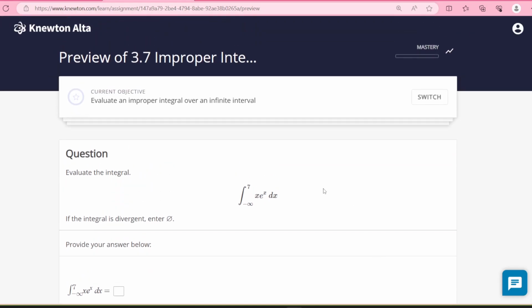Okay. So this first objective I'm seeing is to evaluate an improper integral over an infinite interval. All right, so what we're going to see with all these improper integrals is that we're going to be able to rewrite them as limits. So instead of integrating over some infinite interval, I will be integrating over some finite interval and then have one of the limits of integration approach infinity or negative infinity.